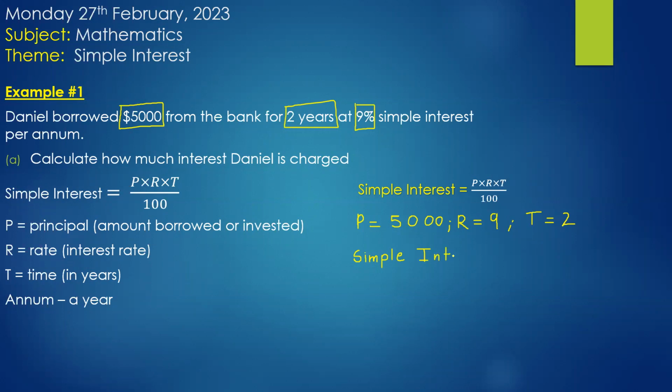So simple interest is going to be equal to P times R times T, which is going to be equal to 5,000 multiplied by R, which is 9, multiplied by 2, all divided by 100.